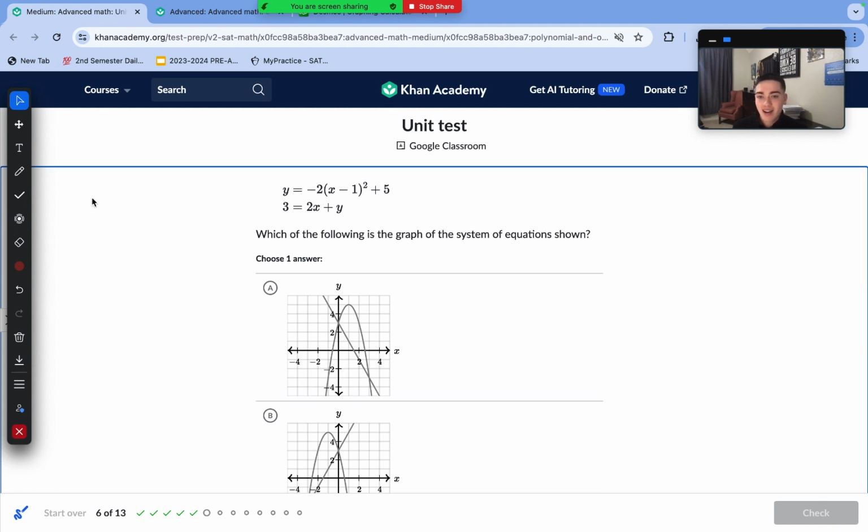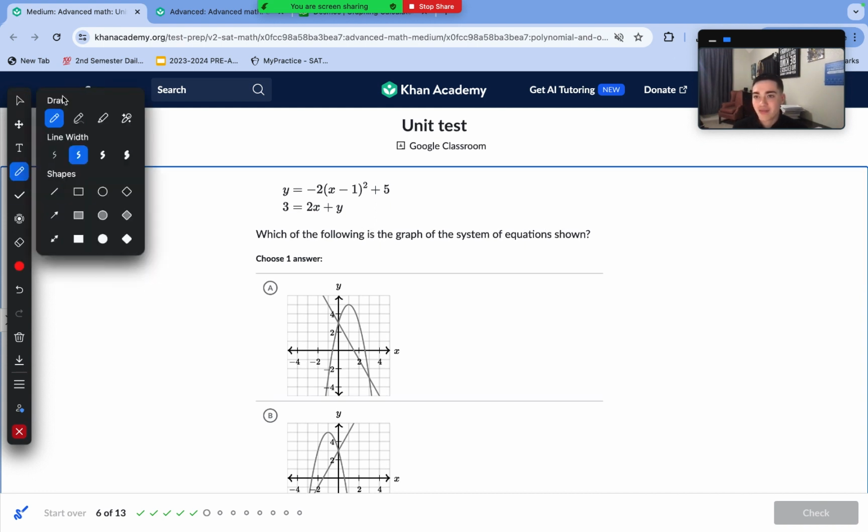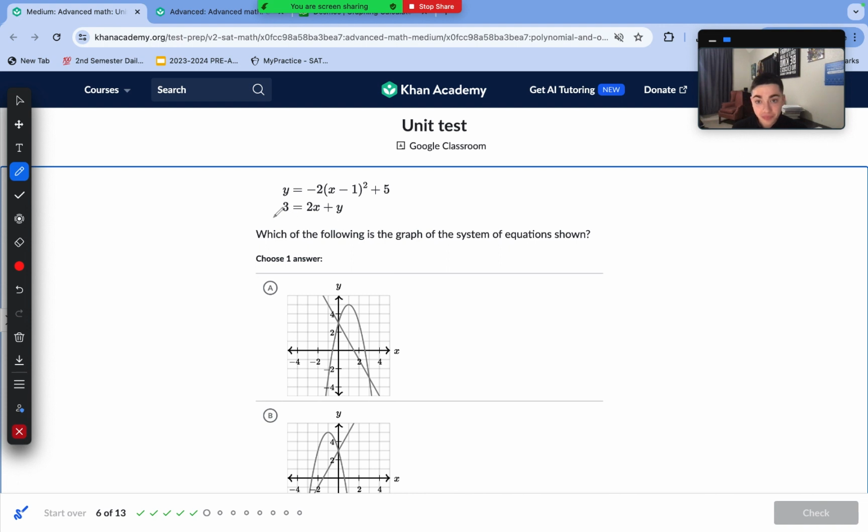All we need to do here is simplify both of these, which is pretty much, we need to get this linear equation into y equals mx plus b format. We can do that by subtracting 2x from both sides and then switching around the equation, which makes it equal to this right here, y equals negative 2x plus 3. We can check which graphs have that.